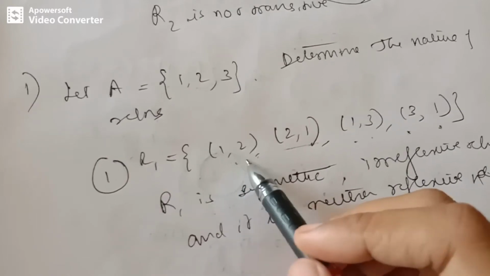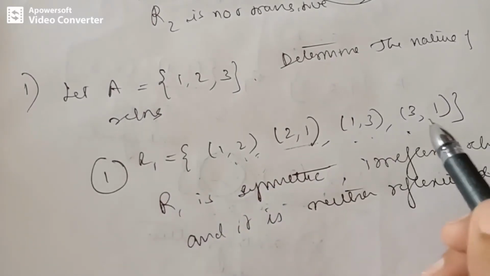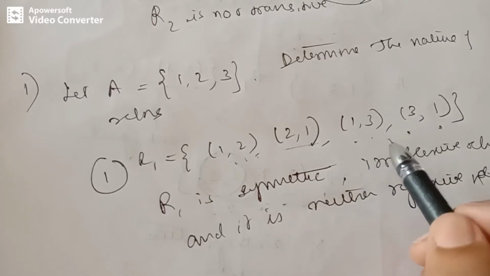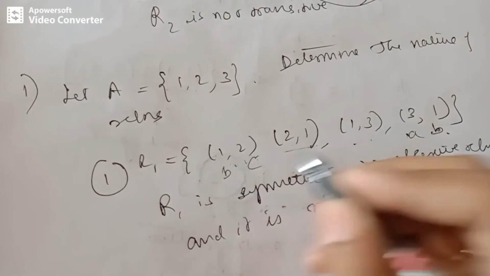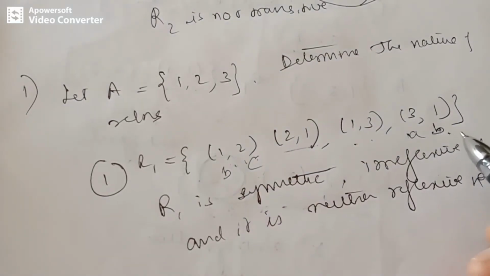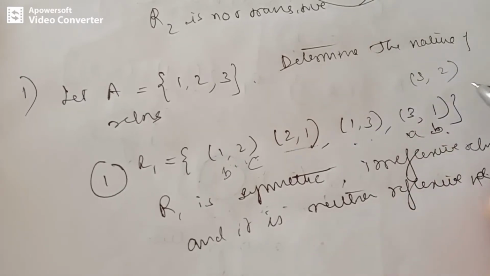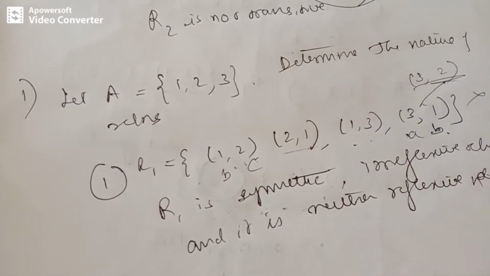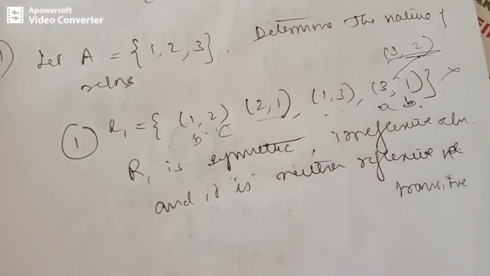Whenever A comma B belongs to R, then B comma C belongs to R, do I have A comma C belongs to R? That is, do I have 3 comma 2 belongs to R? No, I do not have. Therefore, it is not transitive.